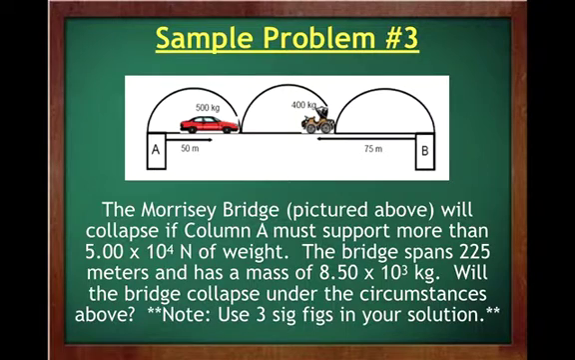Okay? And we're being asked to use 3 sig figs in our solution. So even though you can see here that the masses are given as just 500, 400, and these lengths are 75 and 50, we're still going to use the 3 sig figs here, okay?